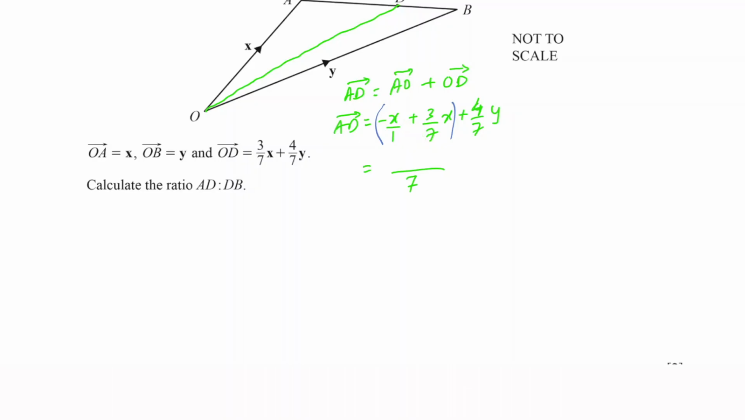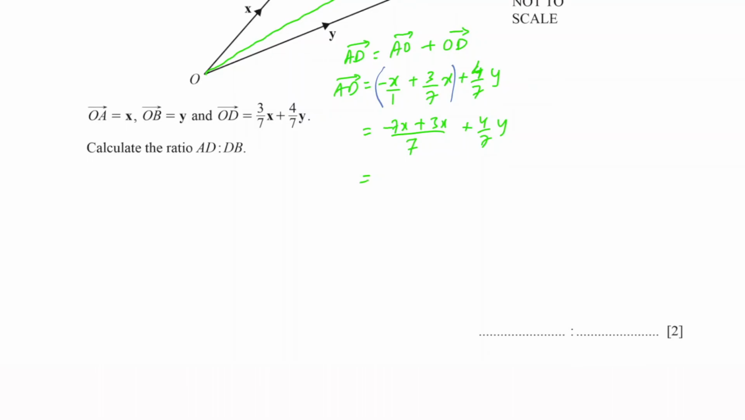So 7 times 1 is 7, at the bottom we multiplied the denominator. 7 times minus x is minus 7x, plus 3 times 1 is 3x. Then 4 by 7 y stays as it is. So here we have minus 7x plus 3x, which is minus 4x by 7, plus 4 by 7 y. So this is the AD vector that we got.